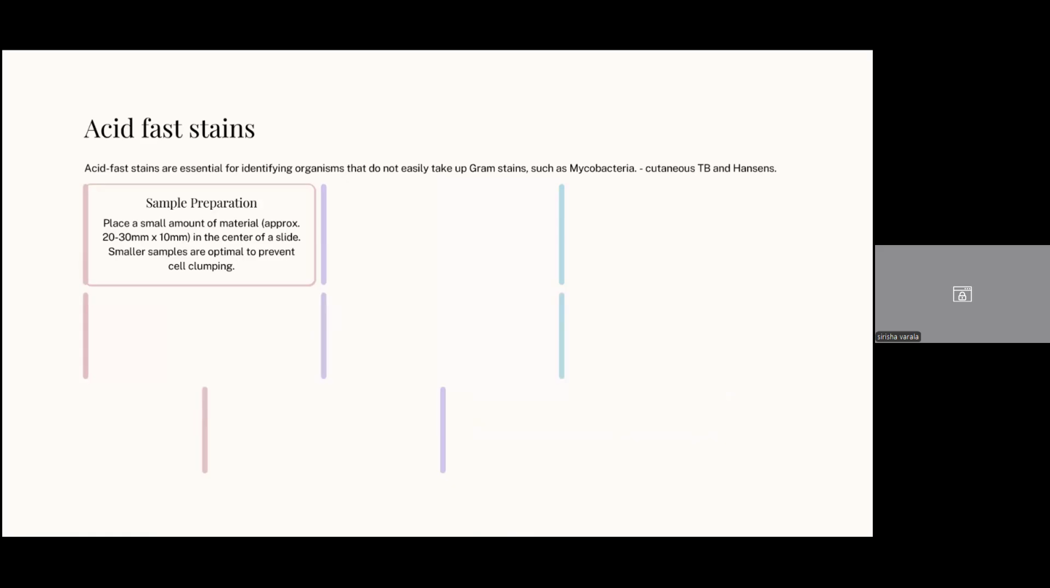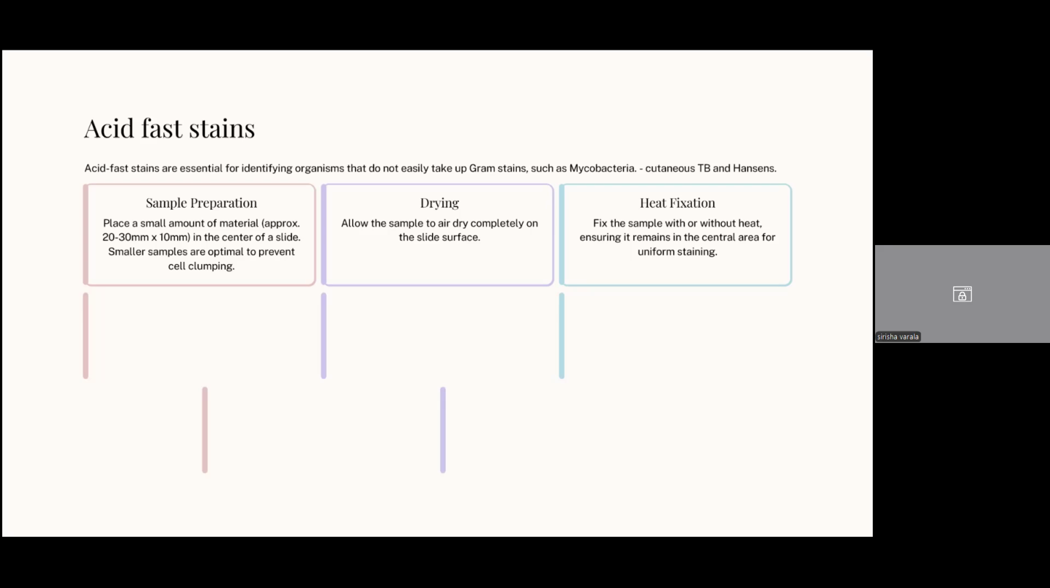We take the sample and we smear it on the center of the slide. Here we need thinner samples, smaller samples to prevent cell clumping. Dry the samples, air dry it completely, or you can also do heat fixation. Then you apply carbol fuchsin. So you can place an absorbent paper over the sample and saturate it with the stain to avoid overstaining.